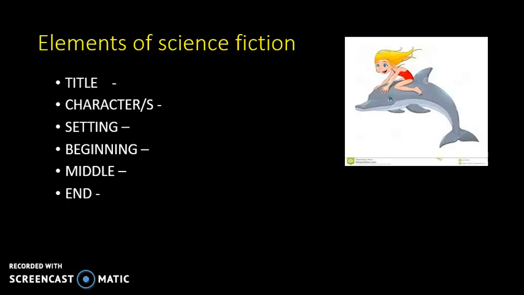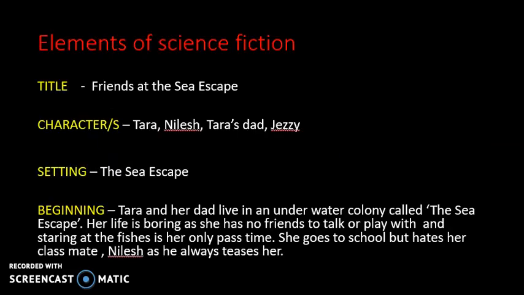But today we will be discussing only these few elements for today. So let's have a discussion on these elements. Now, title, we already know, that the title of the lesson is Friends at the Sea Escape.